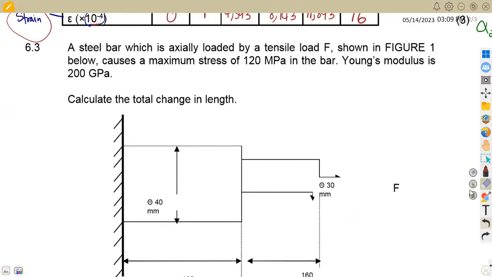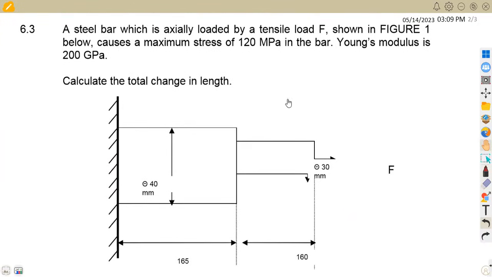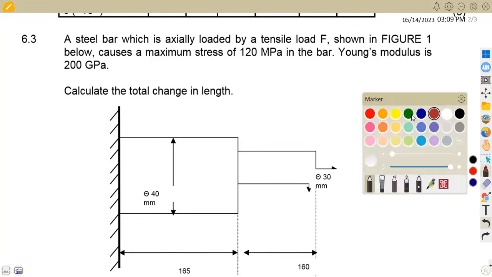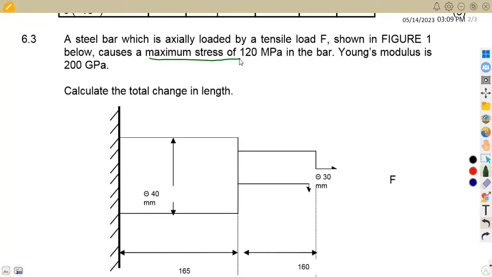Let us move on to question 6.2, 6.3. All right. A steel bar is now given here, which is loaded by a tensile load F, as shown in Fig 1 below. And take note, guys, when you are reading the question, understand the information. It causes the maximum stress. Wherever you are given the maximum stress, here we are given the maximum stress of 120 megapascal, it means it was taken from the minimum area.